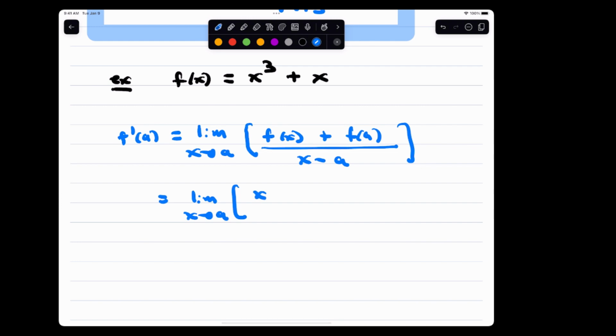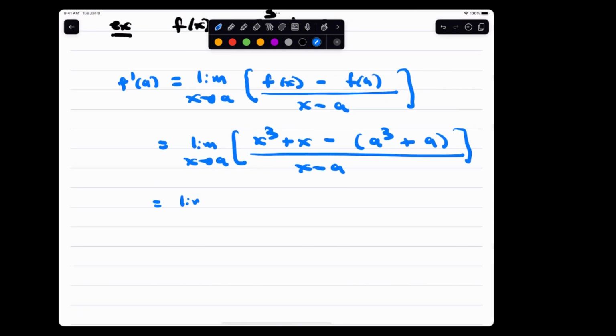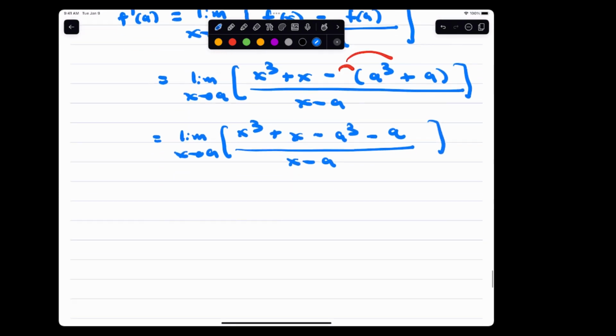All right, what's the function? X cubed plus x, right? And that's a minus, by the way. And then plug in the a value, you get a cubed plus a, and that's x minus a. All right, you guys okay with that? Did we do a cubic already? We might have. What do you do here? You distribute, right? So you get your x cubed plus x minus a cubed minus a, everything over x minus a.